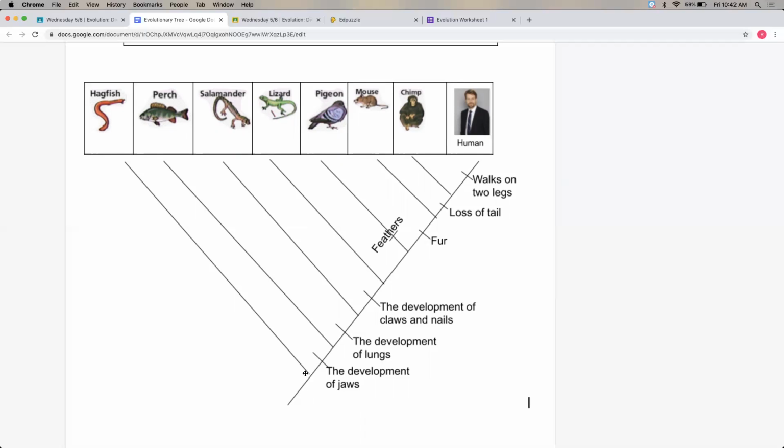All right, so get a good understanding of this. You will see something similar when it comes time for a test grade. Good luck, guys.